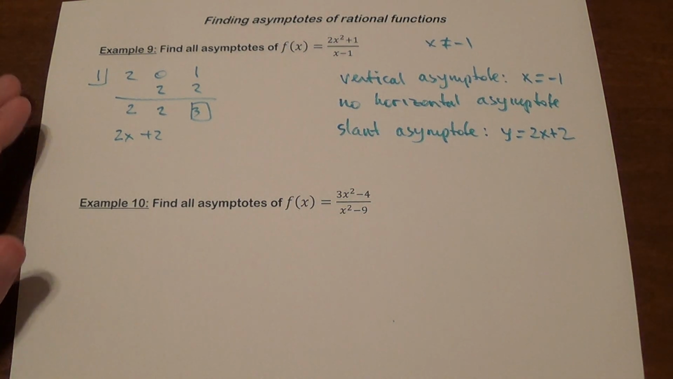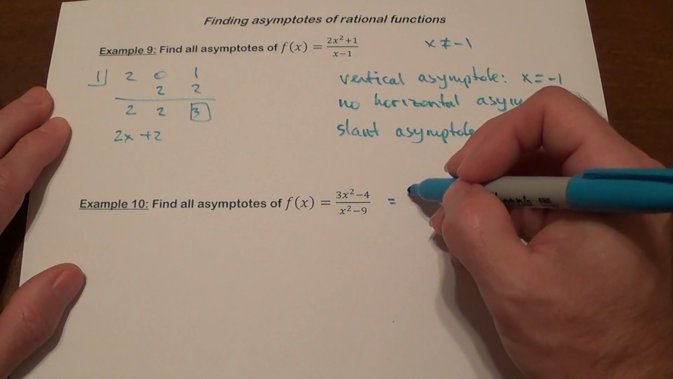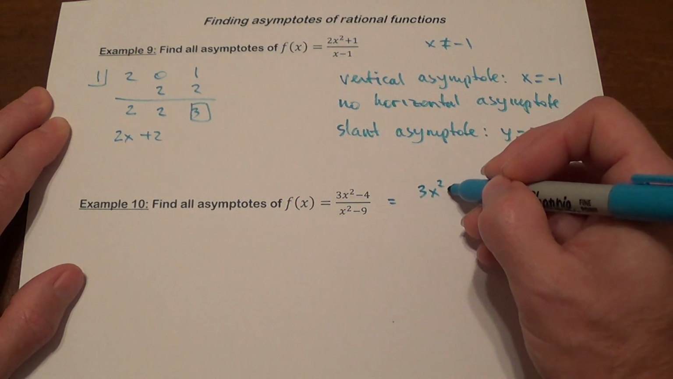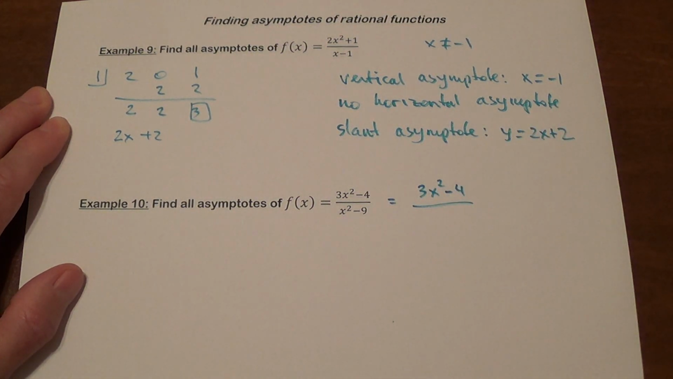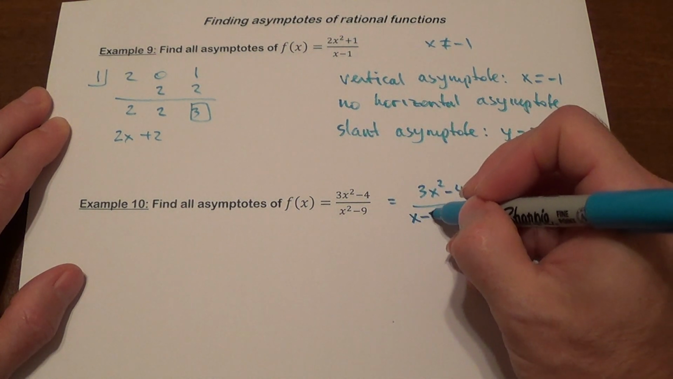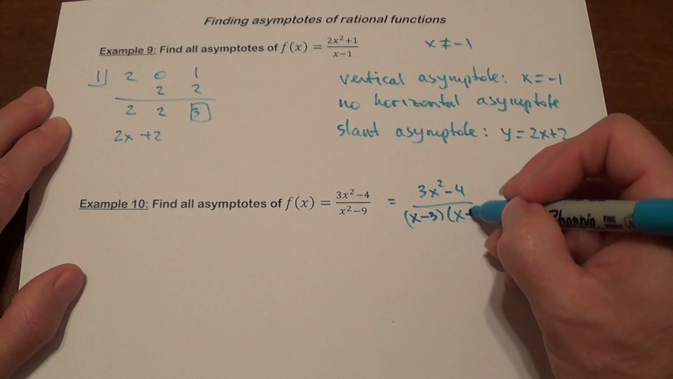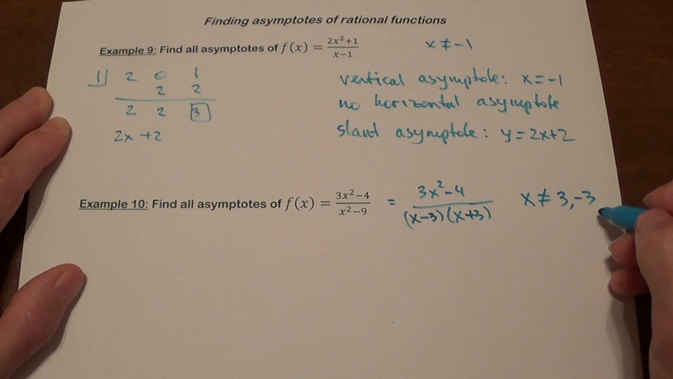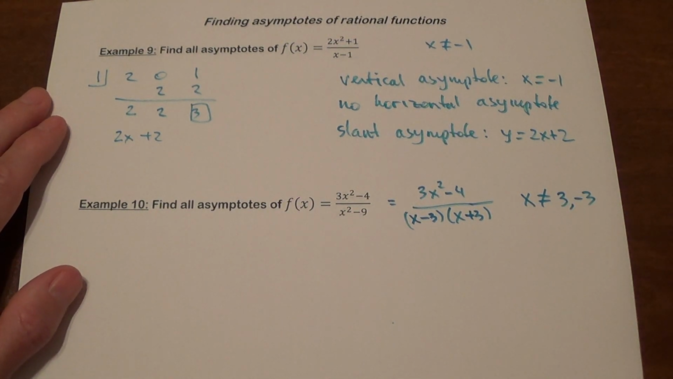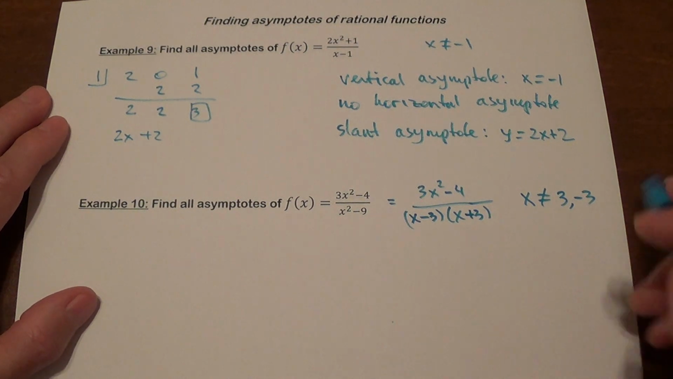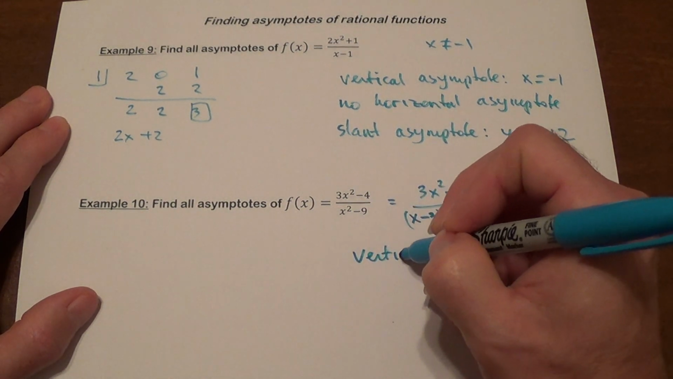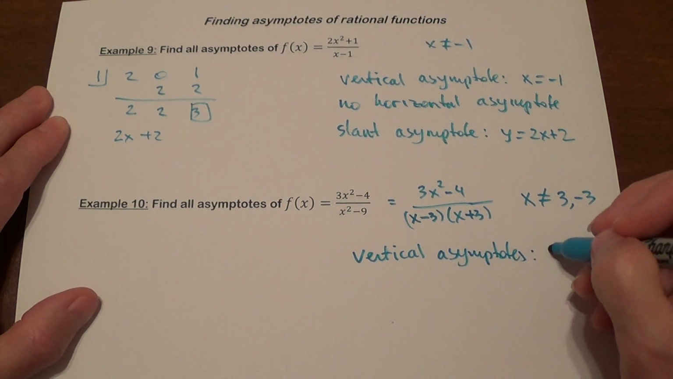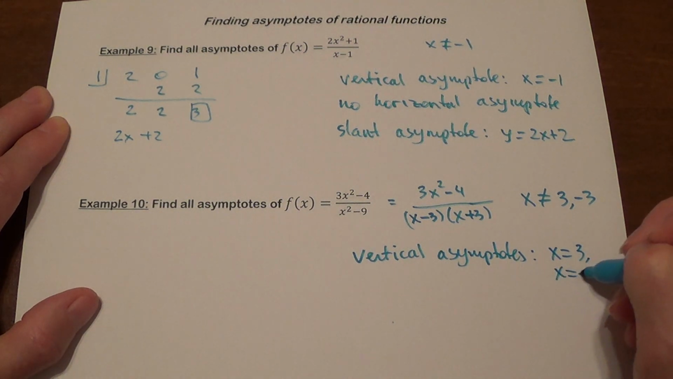Okay. This next problem, well, I'm not going to factor the numerator, it's a little awkward. It's not going to factor easily with integers, but we will factor the denominator, it'll still do the job here. So we know x cannot equal 3 and -3. For both of these values, the numerator will not equal 0. That means you have two vertical asymptotes. It's going to be x equals 3 and x equals -3.